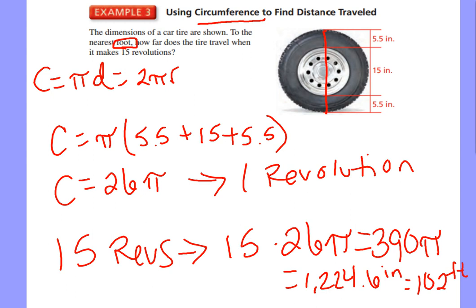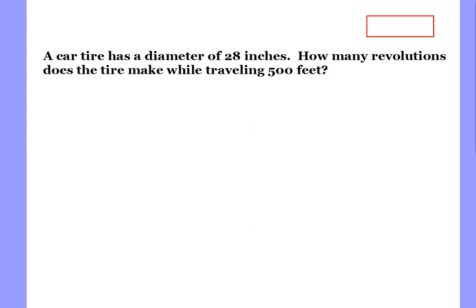All right, let's take a look at one more regarding revolutions. A car tire has a diameter of 28 inches. So let's draw a little diagram here. Here's our tire. It's got a diameter of 28 inches. How many revolutions does the tire make while traveling 500 feet? So now we're trying to identify what the revolution is.